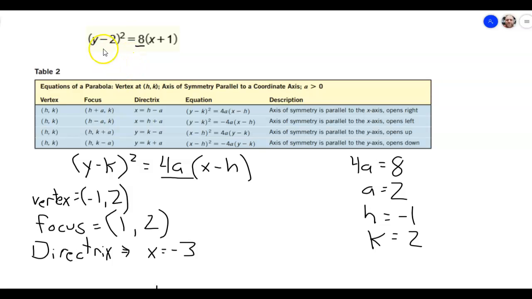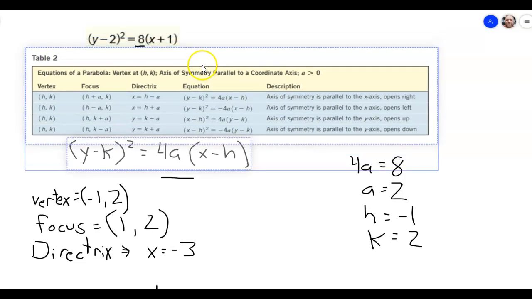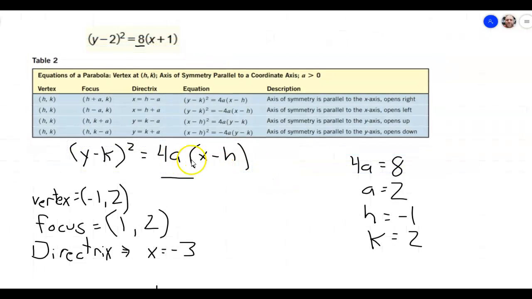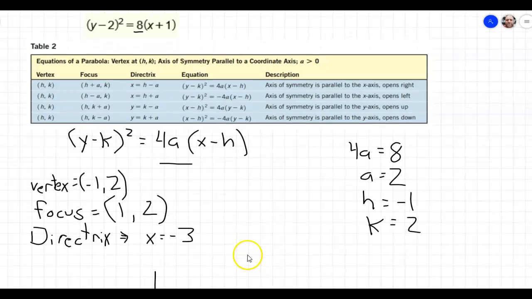To find the x-intercepts, I just put in a 0 for y, and then I solve for x. And to find the y-intercepts, I put a 0 in here for x, and then I solve for y. I think this would be a good exercise to do here. So let's find the y-intercepts for this. I'll let you find the x-intercepts on your own.